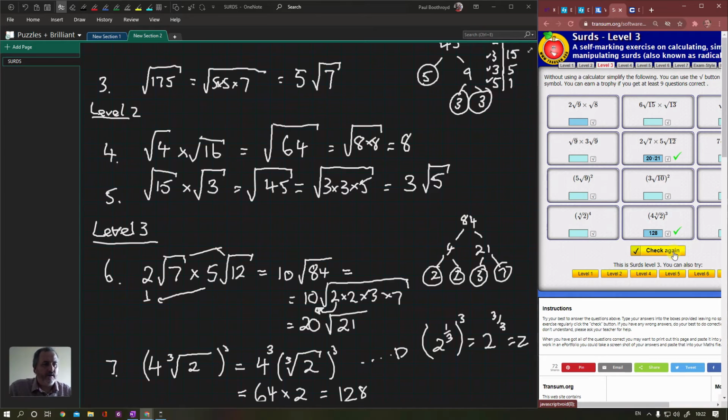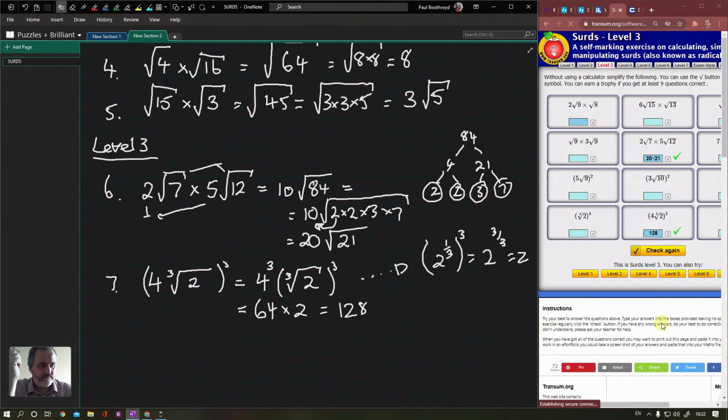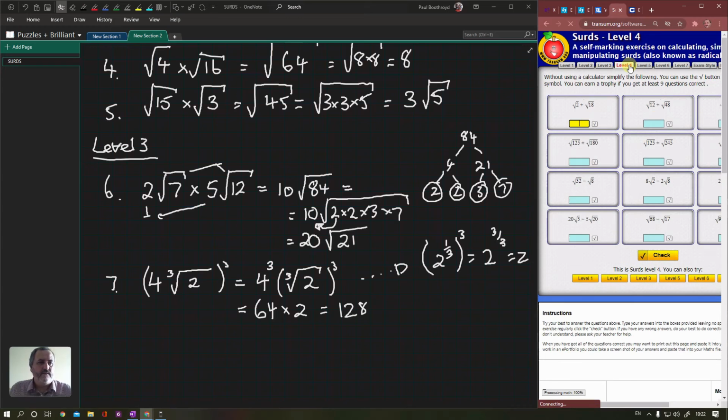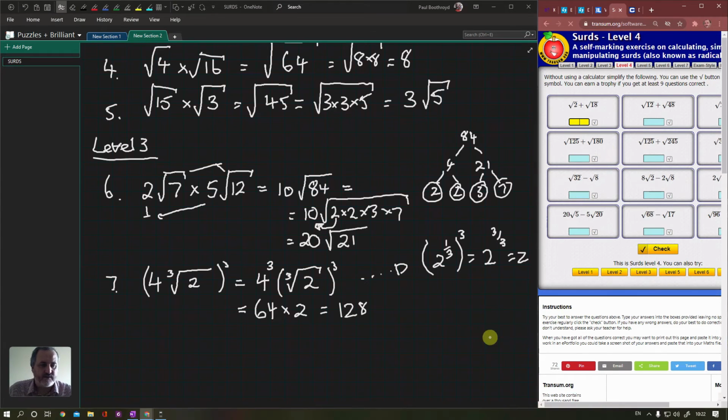Okay, level 4. I think the level 4s is the adds and subtracts. There we go. So it's just putting them up. So these are adds and subtracts now. And what you need to be able to do with this is get both of these so that they've got the same square roots going on. So level 4.